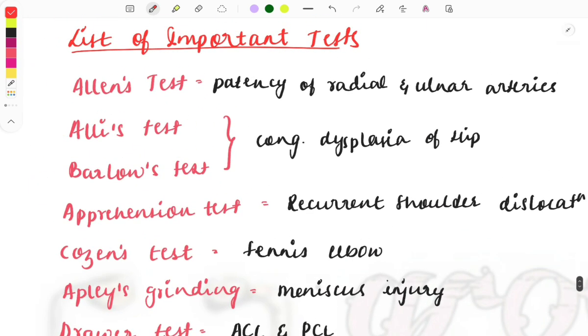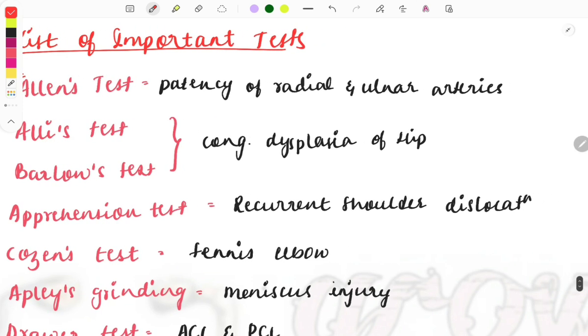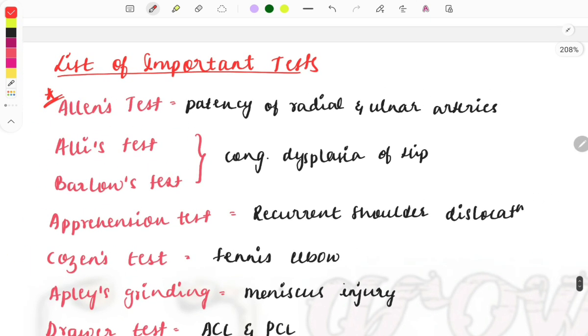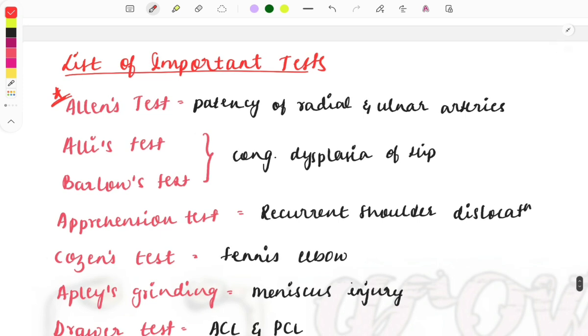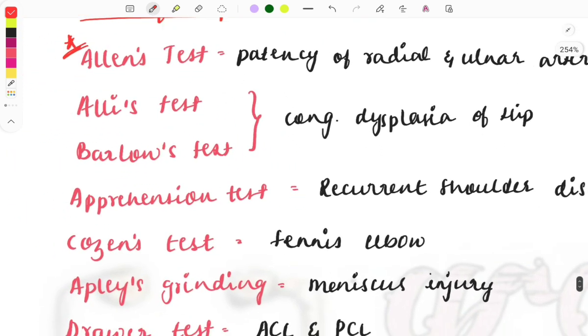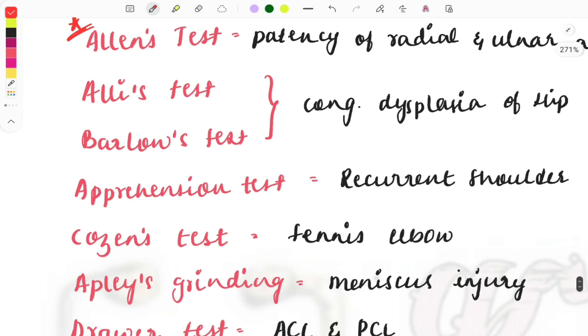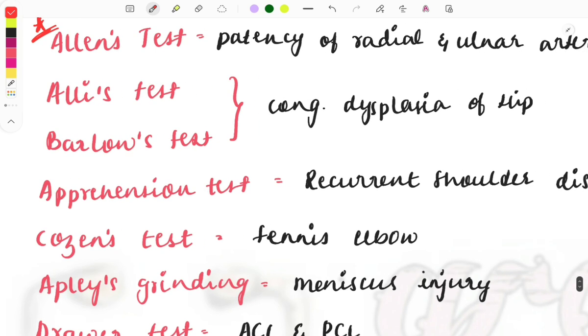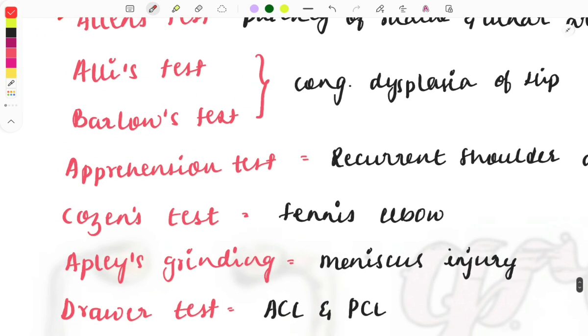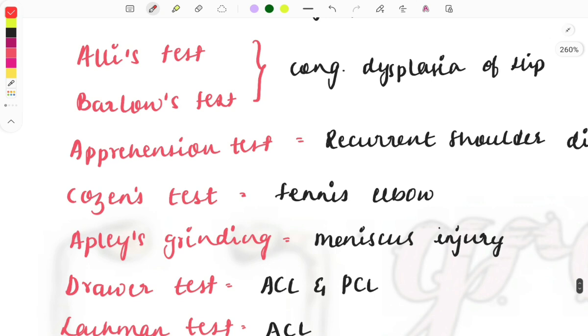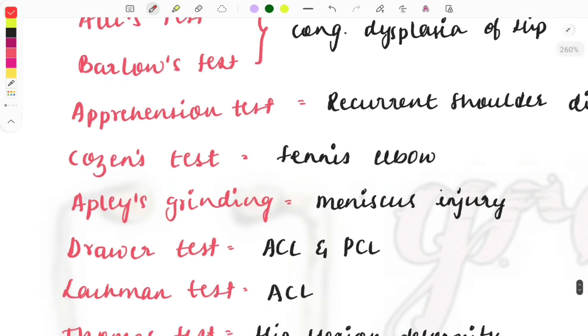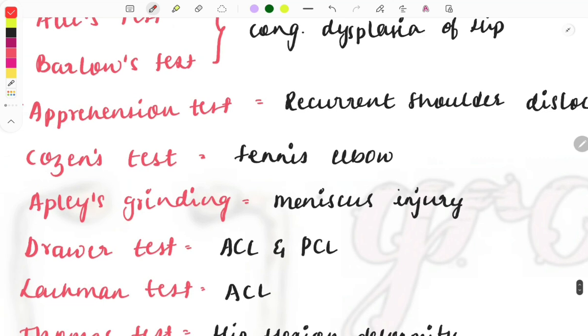So the Allen's test, this is a PYQ, and this test is done to check the patency of the radial and the ulnar artery. So we will do this test to look at the blood flow between these arteries, whether it's normal or not. Then the Ellis test and the Barlow's test, both these are used for the congenital dysplasia of the hip. So simple one-liner questions are asked on this test, so you need to just mug up these things. Apprehension test, so this was a PYQ, and this test is done for the recurrent shoulder dislocation.